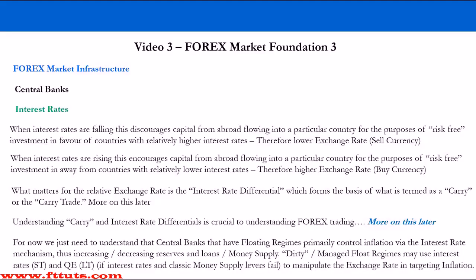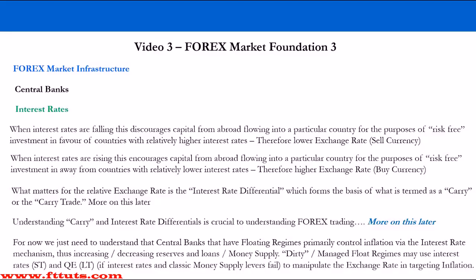And the classic finance term is that we call this a risk-free investment. And the interest rate is supposed to be what's called the risk-free rate. And in the situation when interest rates are falling relative to interest rates in the rest of the world, that discourages capital flowing into the economy. And in fact, it basically encourages money to flow out and go to find a home somewhere else in the world where capital can get a higher risk-free return. Therefore, the currency gets sold. So the exchange rate goes lower. That's all things being equal.